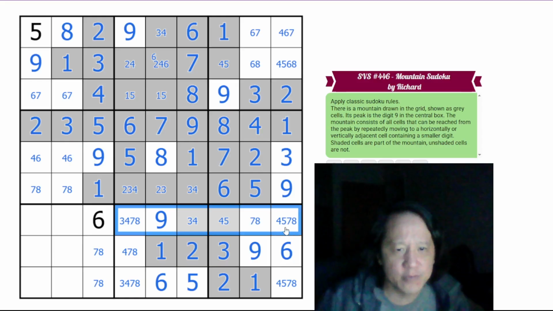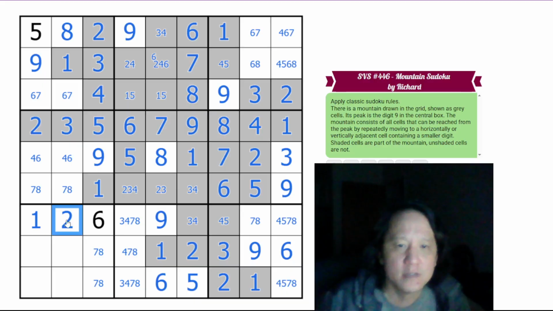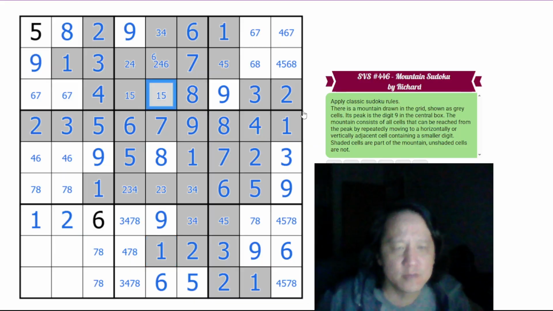We have a 3, 4, 5, 7, 8 quintuplet in row 7, which eliminates 3, 4, 5, 7, 8 in the rest of the row. This has to be 1, 2. This can't be 1 because of 1 in the column, so this is 2. This is 1. I think we have 1 eliminates 1 here, so this is 5.